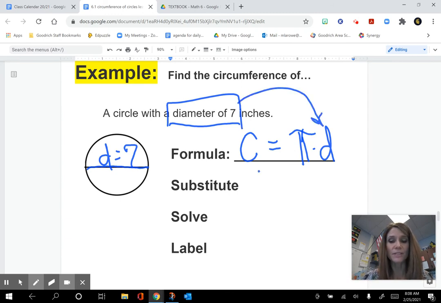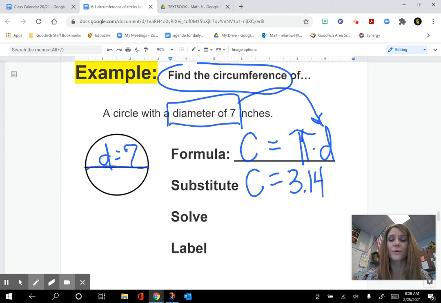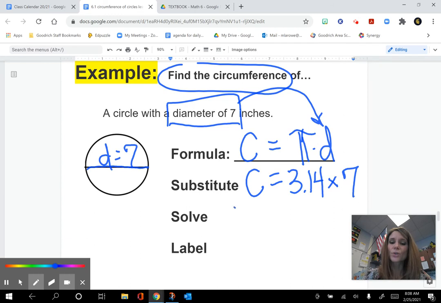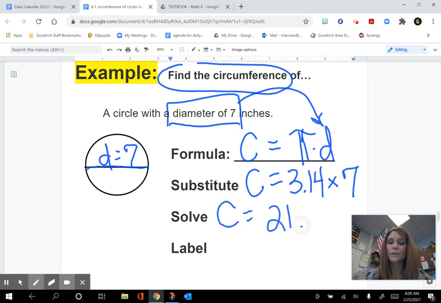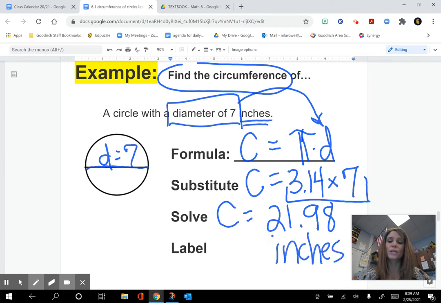Now, when I substitute, the C circumference is what I don't know. That's what I'm trying to find. I know pi is a 3.14 value. And now I'm going to multiply that by the d diameter, which they told me is 7 across the circle. So now all I have to do is 3.14 times 7. So when I solve, I find 21.98 is the value I get after multiplying, and my label here would be just plain inches, because it's really almost 22 inches of string wrapped around the circle.